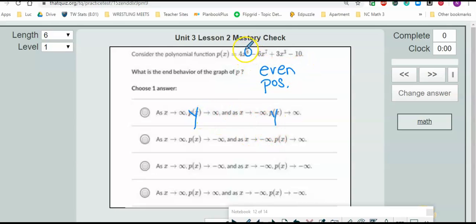And also look at the first exponent, and then look at your a value. So your a value is positive and your degree is even because it's an 8. Okay, so that's what your mastery check is going to look like. I think there are 6 of them.